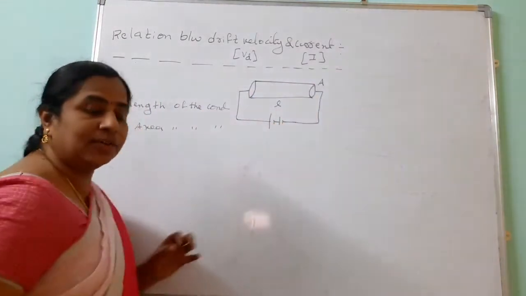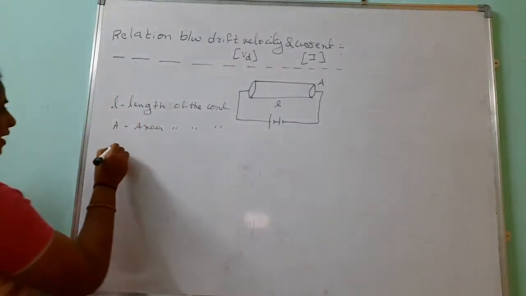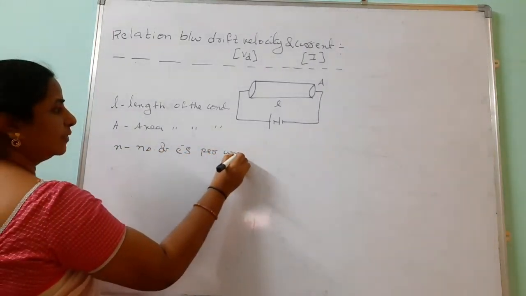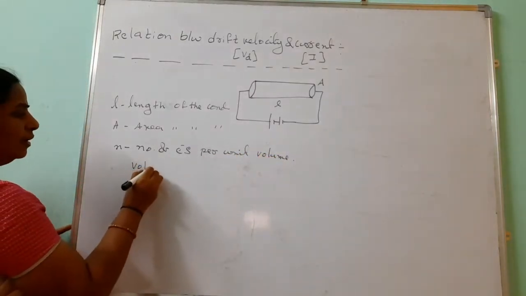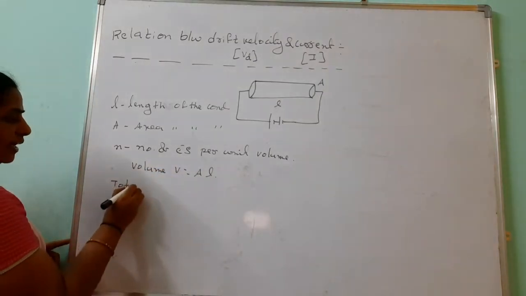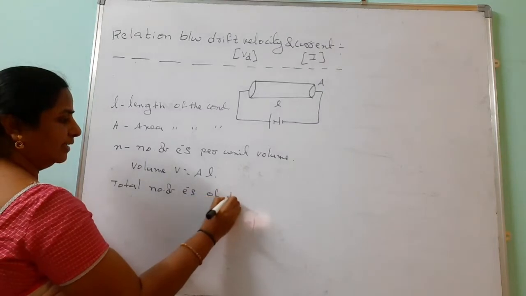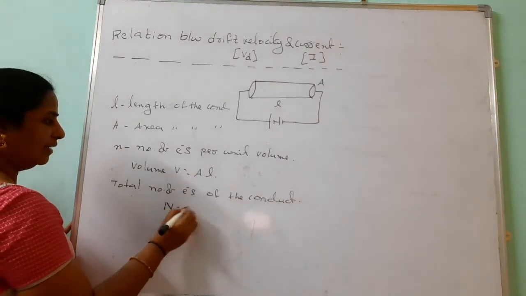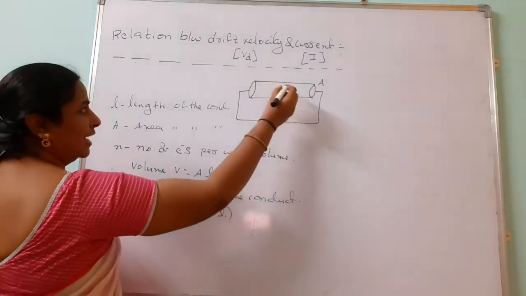Per unit volume, how many electrons are we taking? n is the number of electrons per unit volume. In this case, how to find the volume? Volume V equals area into length. But the total number of electrons in the conductor, how to calculate this? We take capital N equals small n into AL. This is the number of electrons across this conductor.